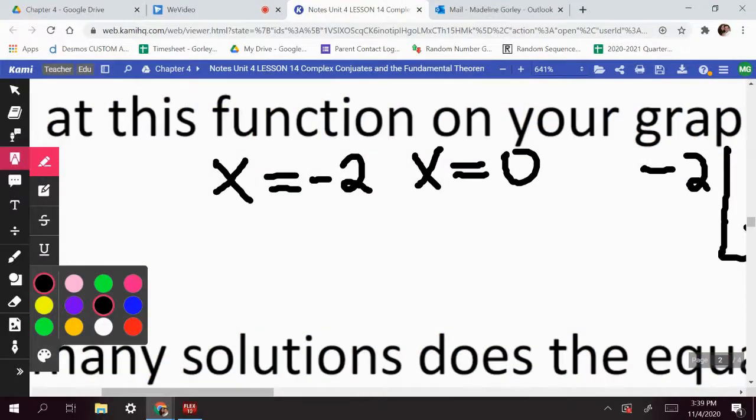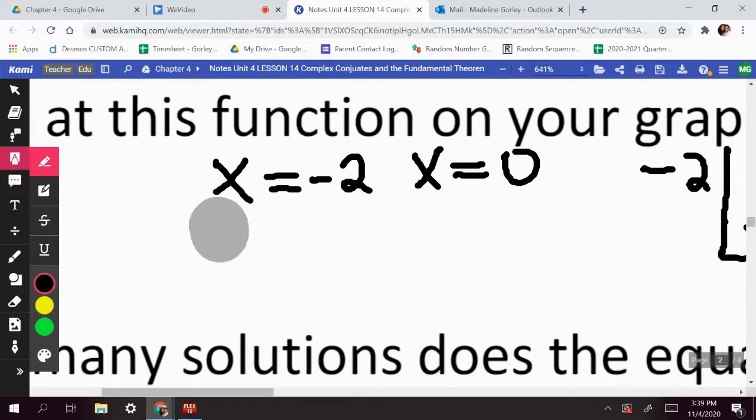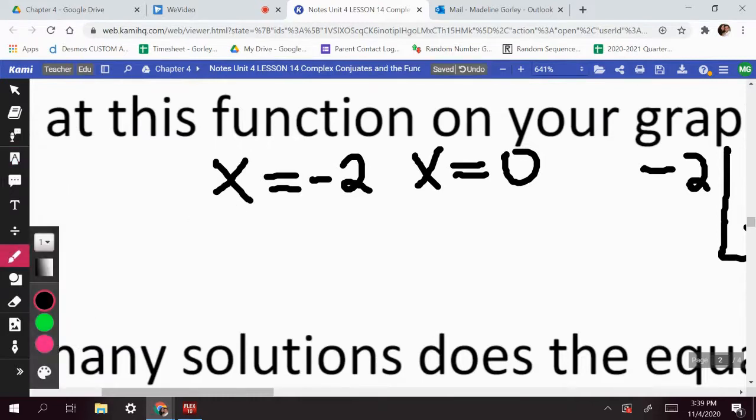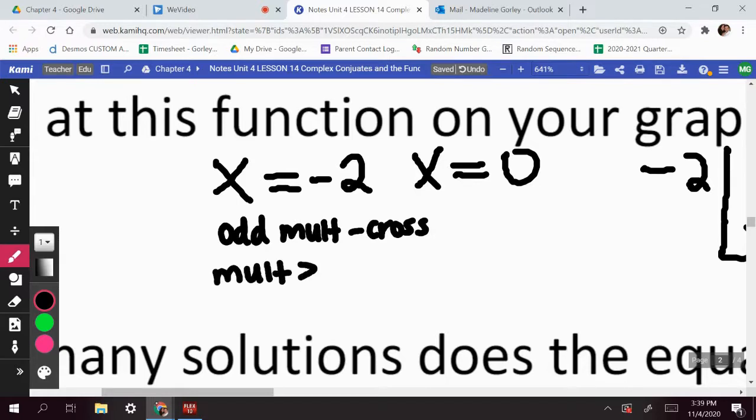Looking at x equals -2 and x equals 0 for that problem, we knew that both of them were going to be an odd multiplicity because it crossed, right? Odd multiplicity because of the cross. But with -2, there was a slight curvature, right? I'm guessing that the multiplicity here was a number bigger than 1 because of the curvature.